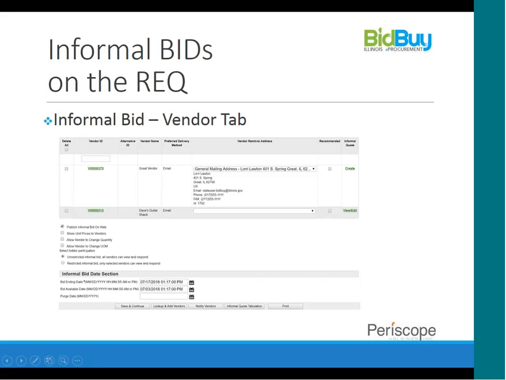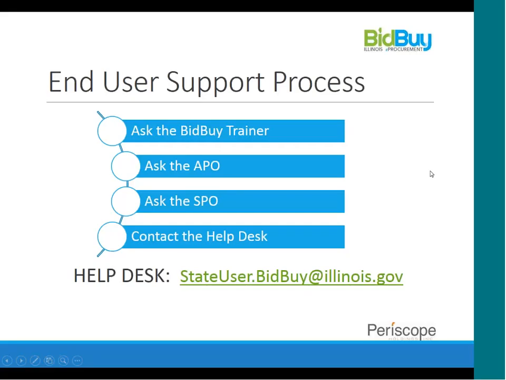If you are planning on going from a requisition to a formal bid, where you're going to convert over to the formal bid, you will not be making any of these selections here. You're not going to click Publish Informal Bid on Web, and you're not going to select Unrestricted Informal Bid, where all vendors can view and respond. I just wanted to point that out. If you do select that, it will automatically publish out to the vendors.